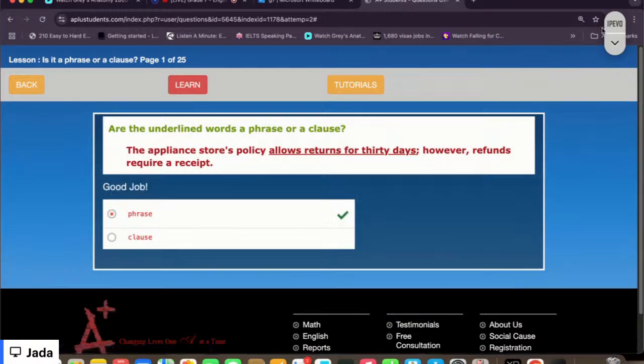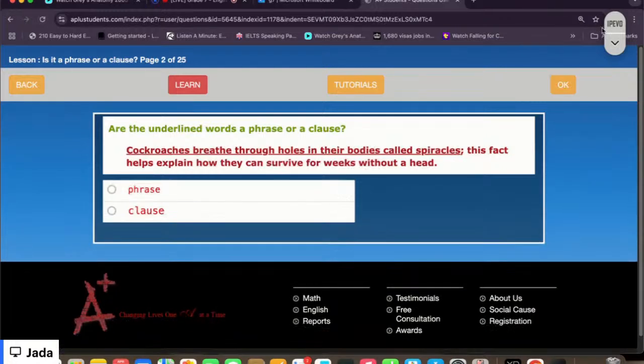So this is a phrase: allows returns for 30 days. Okay? "Cockroaches breathe through holes in their bodies called spiracles. This fact helps explain how they can survive for weeks without a head." So phrase or clause?